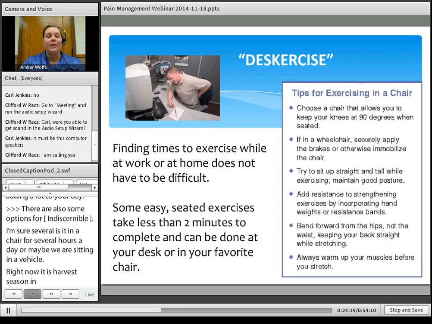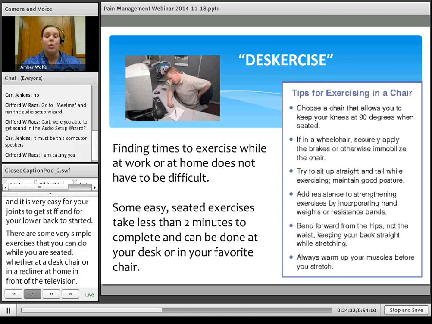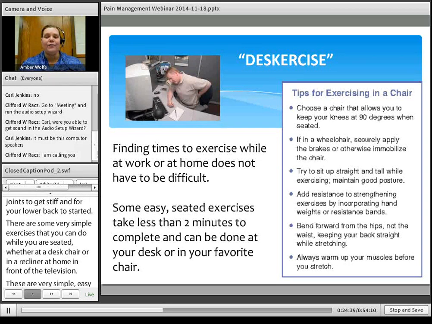There are some very simple exercises that you can do while you're seated, whether it's in a desk chair or in a recliner at home in front of the television. And these are very simple, easy sets of stretches that can happen in under 2 minutes that don't require any extra tools or for you to go out and buy any sets of weights. They're just things that you can easily do to help you stretch and get flexible a little bit better.